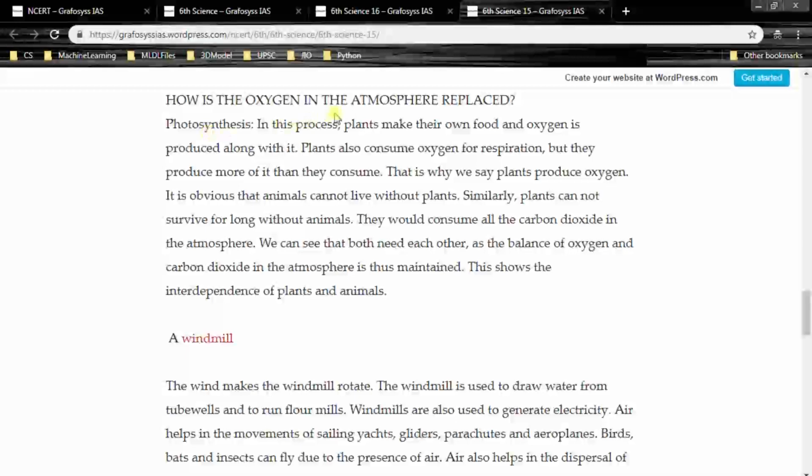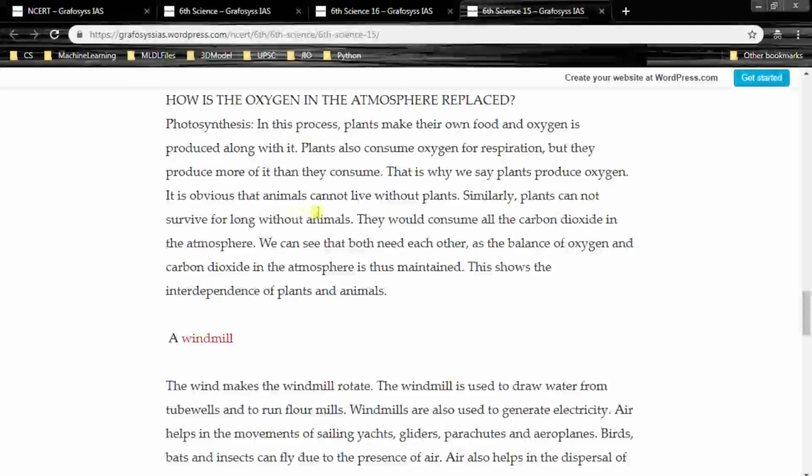How is the oxygen in the atmosphere replaced? Photosynthesis. In this process, plants make their own food and oxygen is produced along with it. Plants also consume oxygen for respiration, but they produce more of it than they consume. That is why we say plants produce oxygen.